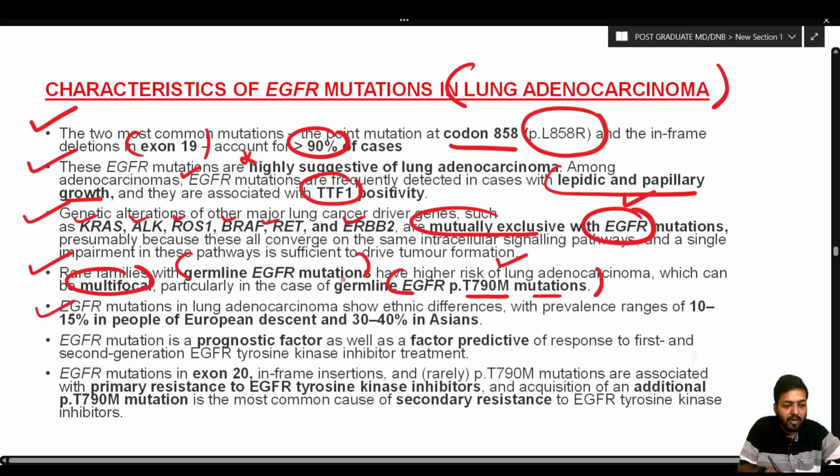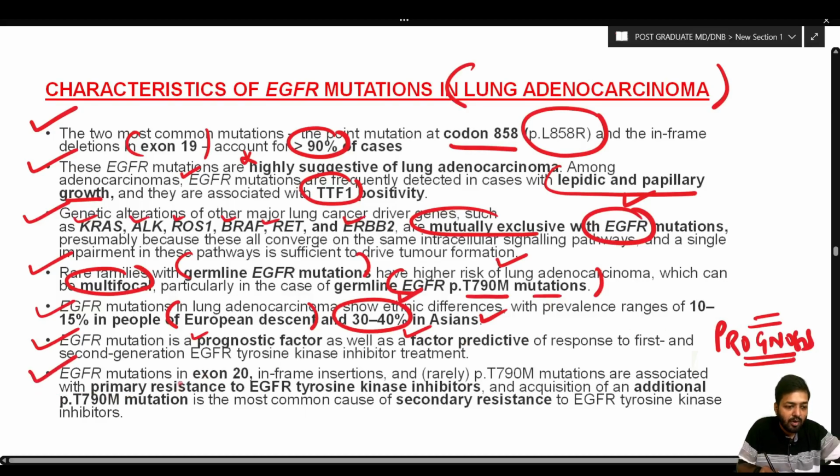Now, EGFR mutations in lung adenocarcinoma show ethnic difference, as we have already seen, the prevalence being 10 to 15% in people of European descent, whereas a higher incidence of 30 to 40% is seen in Asians. EGFR mutation is a prognostic factor as well as a factor predictive of response to first and second generation EGFR tyrosine kinase inhibitor treatment. If you are EGFR positive, it can improve the prognosis. So prognostically, it becomes important to carry out this molecular testing for EGFR.